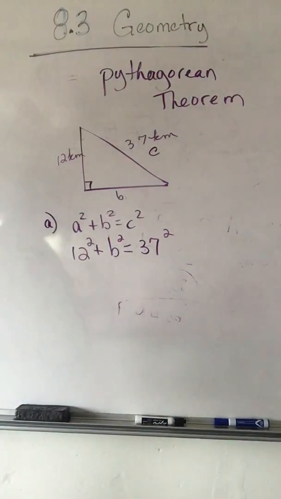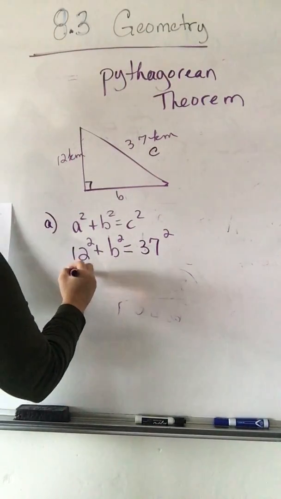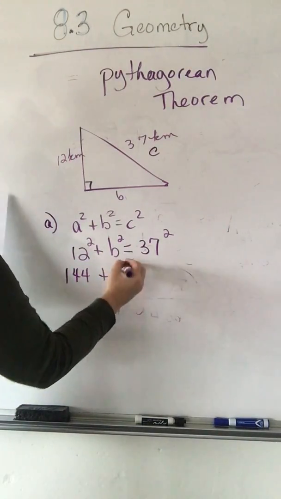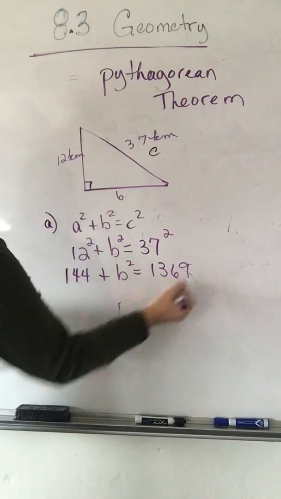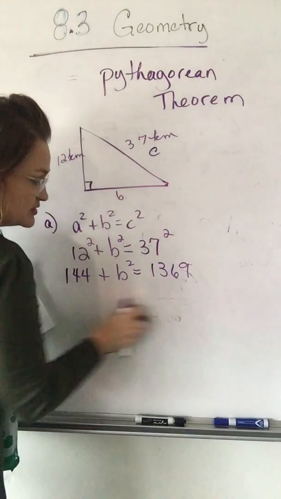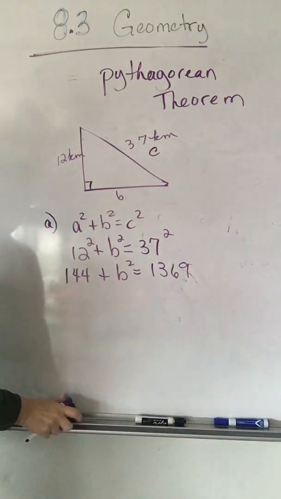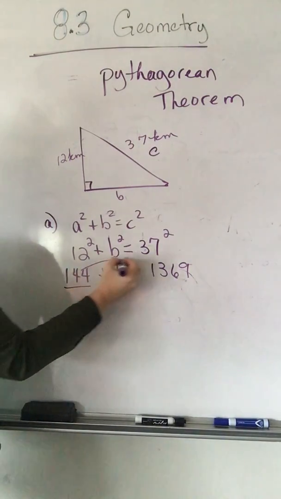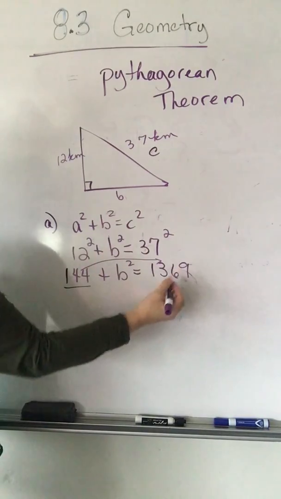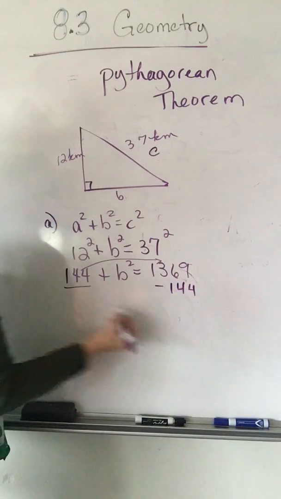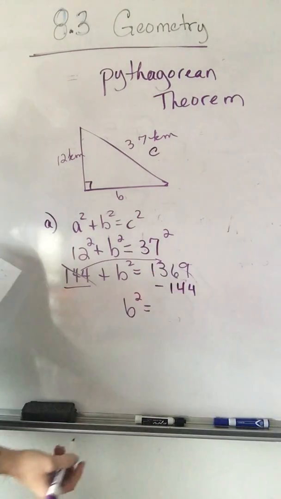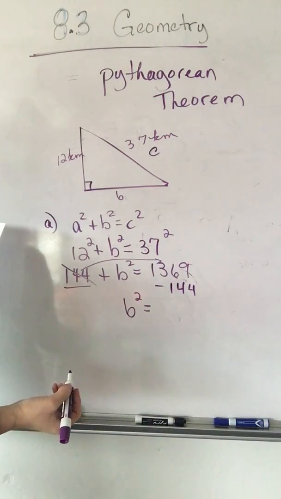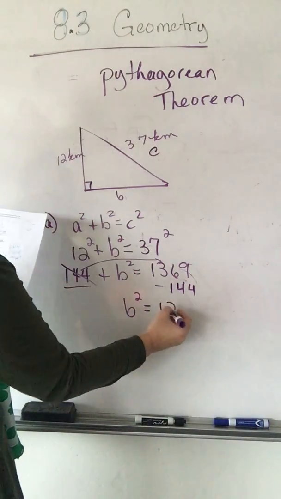So square those on your calculator. You will have 144 plus b squared, and 37 squared is 1369. Now we'll have to do a little algebra on this one, equation solving. To get the 144 over to the other side, I'm going to bring that over, so minus 144. And then we'll have b squared equals 1369 minus 144. I think I wrote that down somewhere, 1225.